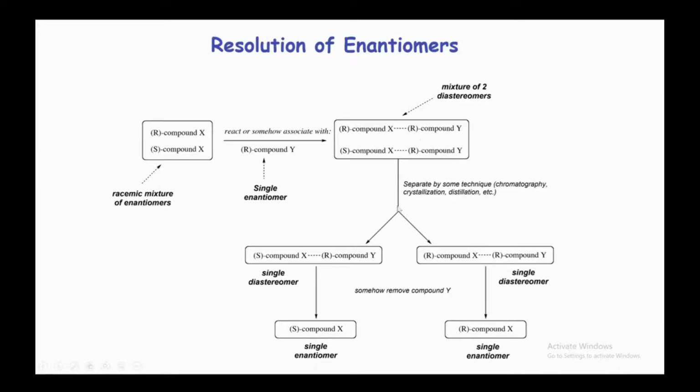Now let's separate these diastereomers. If we separate this diastereomeric mixture, one side becomes S compound X and R compound Y, that is a single diastereomer. And the other side becomes R compound X and R compound Y, that is another single diastereomer. So somehow remove compound Y. Now we don't need Y because in our mixture we had compound X. So we remove Y by a different technique in order to get the single enantiomer. This is how we resolve the enantiomers. So the technique for resolving enantiomers is we start from a racemic mixture, convert it into diastereomers, then separate them into single diastereomers, and then convert the single diastereomer into a single enantiomer.